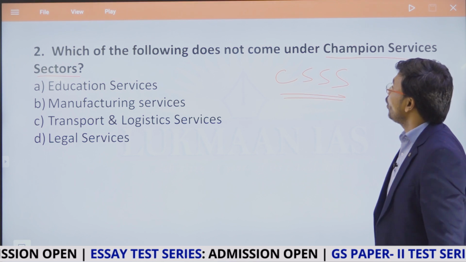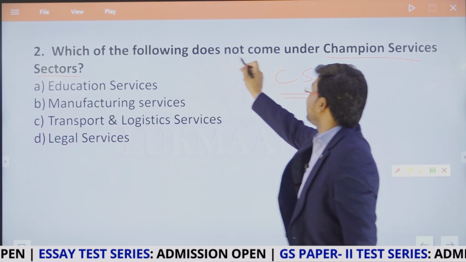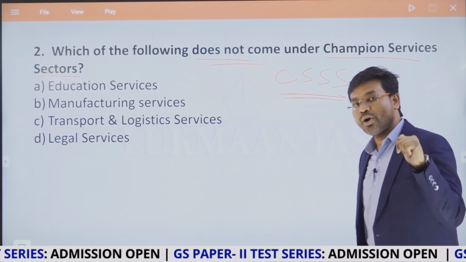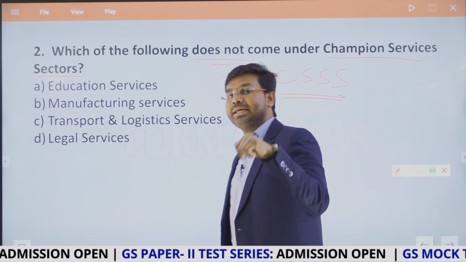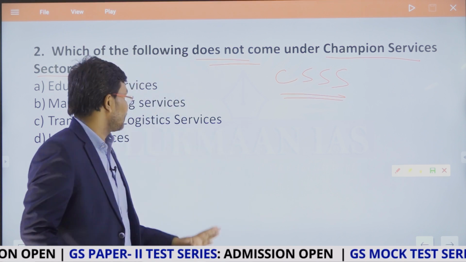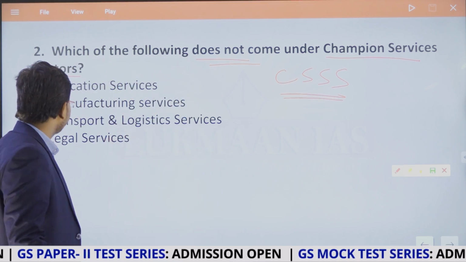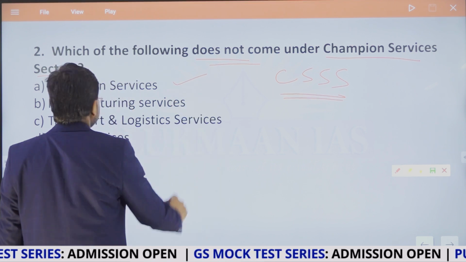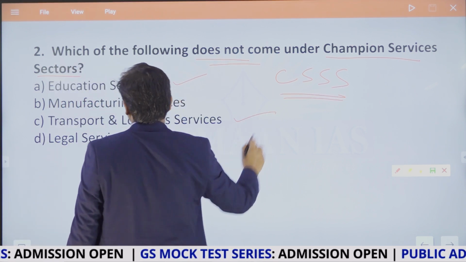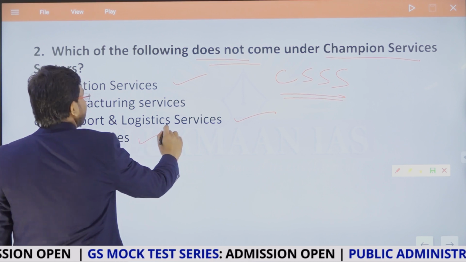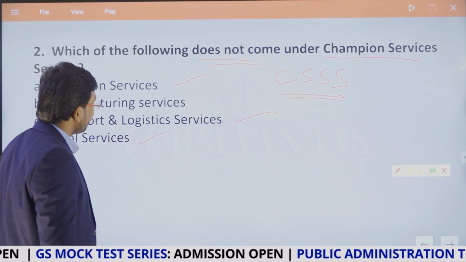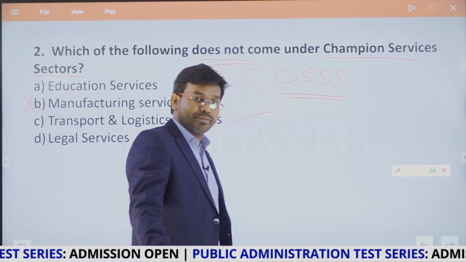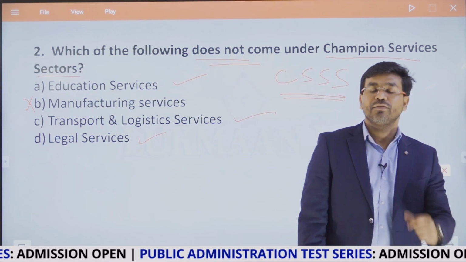Here they are asking, which of the following does not come under champion services sectors? There are 4 options. We have only one option that does not come under champion services sectors. All others come under it. So education services come under champion services, transport and logistics services come under it, legal services also come under it, but manufacturing services are not part of champion services sectors. Why is it not a part of it?